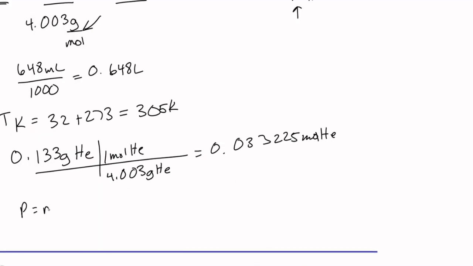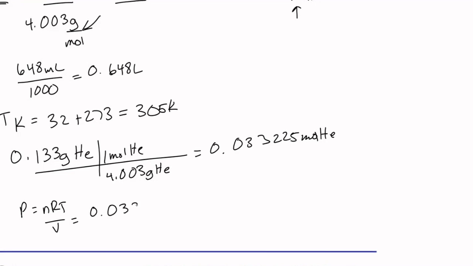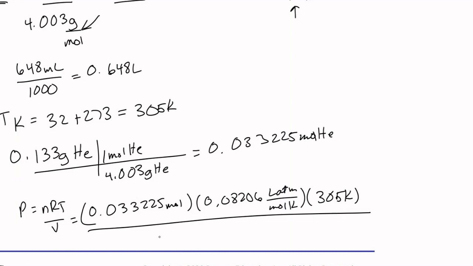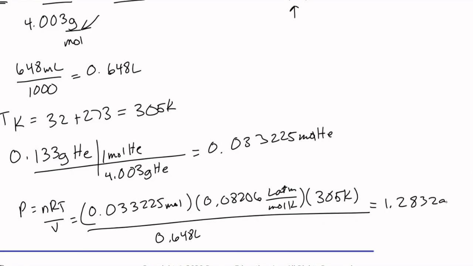Now we can get started. The pressure is equal to nRT over V is equal to 0.033225 moles times 0.08206 liters atmospheres per mole Kelvin times 305 Kelvin divided by 0.648 liters is equal to 1.28328 atmospheres, which is equal to 1.28 atmospheres if we're considering significant figures.